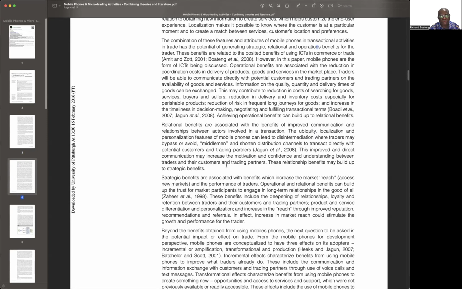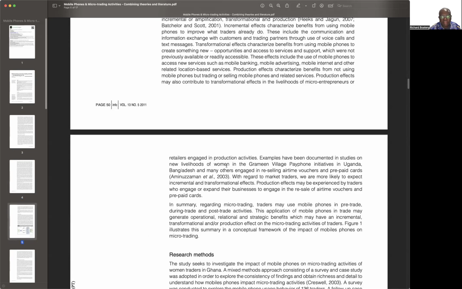And after that, it goes on to talk about the fact that in micro trading, traders may use the mobile phone in the pre-trade, during trade, and post-trade. Now, these are the stages of trading according to economics. He drew on those to tell us that firms who are micro traders may be able to use mobile phones in a particular way. What would they do? They would go through a pre-trade stage, a during trade stage, and post-trade. And in each of these steps, the mobile phones will be used for different things and different activities.